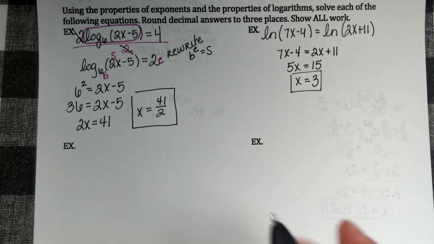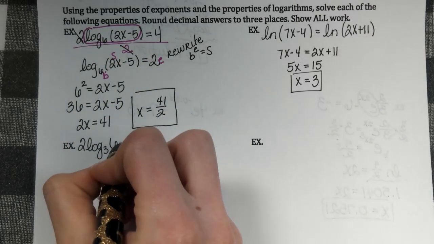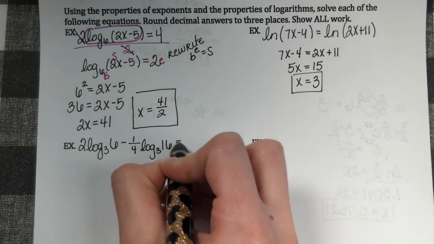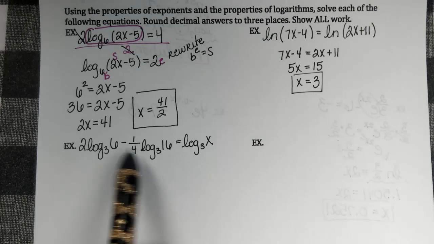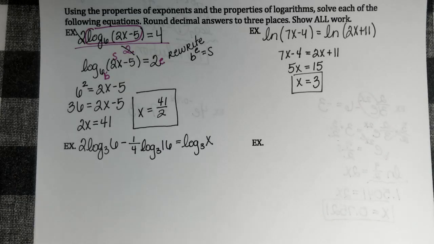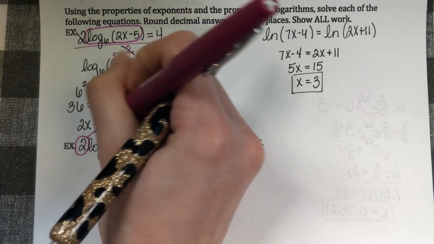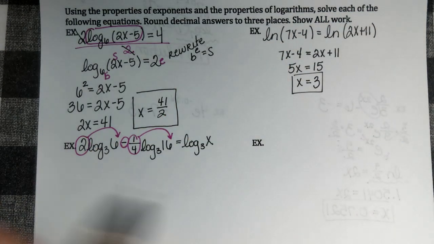All right. So my next one, I have 2 log base 3 of 6 minus 1/4 log base 3 of 16 equals log base 3 of x. Notice that I have multiple logs on the left. The one on the right is by itself, so that's okay. The 2 on the left, I'm going to have to condense. Okay, so these are when I use my condensing properties. Now those coefficients are going to become the exponents, and I'm also going to divide those 2 terms.